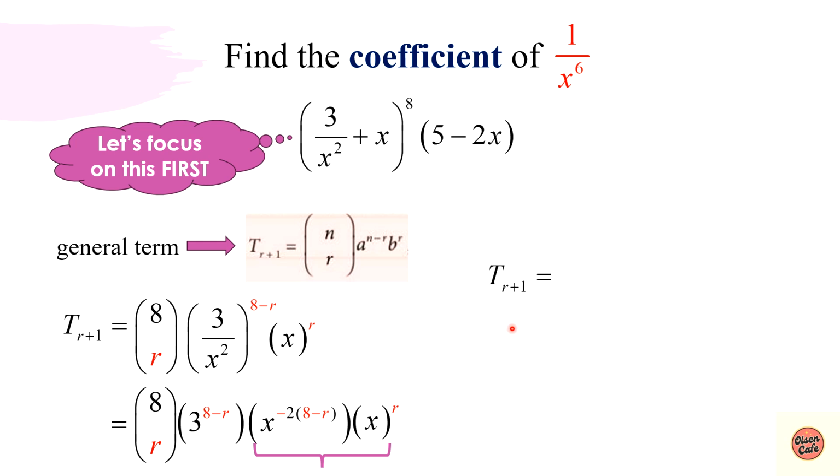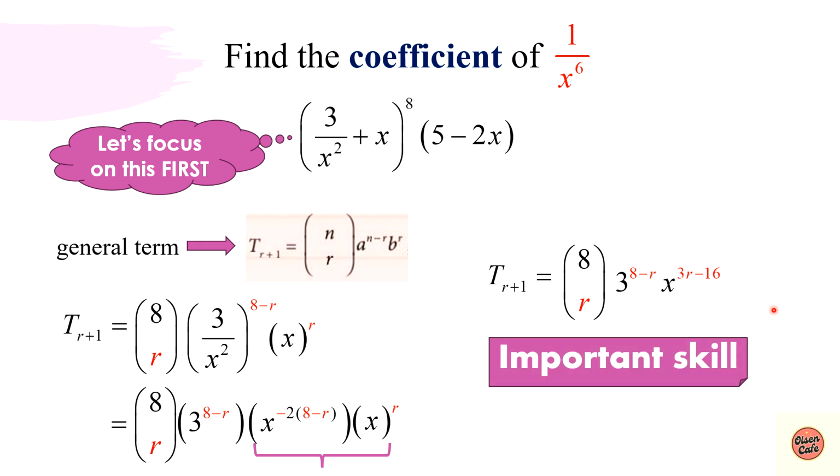So what we have is r plus 1 term equals 8Cr, 3 to the power of 8 minus r and x to the power of 3r minus 16. How did we get 3r minus 16? You can see minus 2 times minus r will give us plus 2r. So plus 2r and plus the r again, that is how we get 3r minus 16. Now, this is a very important skill that all of you need to have. In a lot of the O-level questions, these important skills on the general term will be tested.